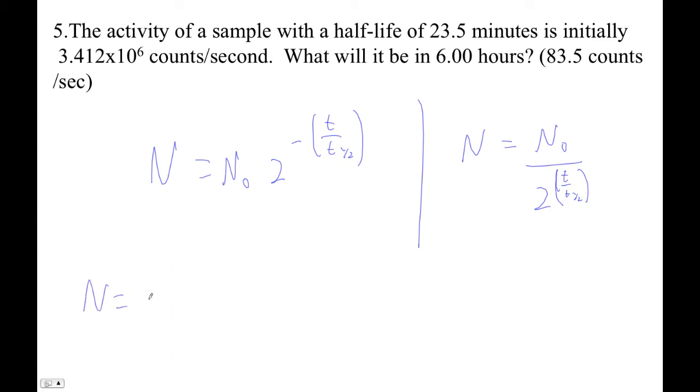So N is 3.412 e to the 6th times 2 to the minus, and then our time is 6 hours. So I'm going to go 6 times 60 divided by 23.5. Notice that this is minutes, and that's minutes, and so that's good. And then we should be good. So let's try that. 3.412 E6 times 2 raised to the opposite of 6 times 60 divided by 23.5.